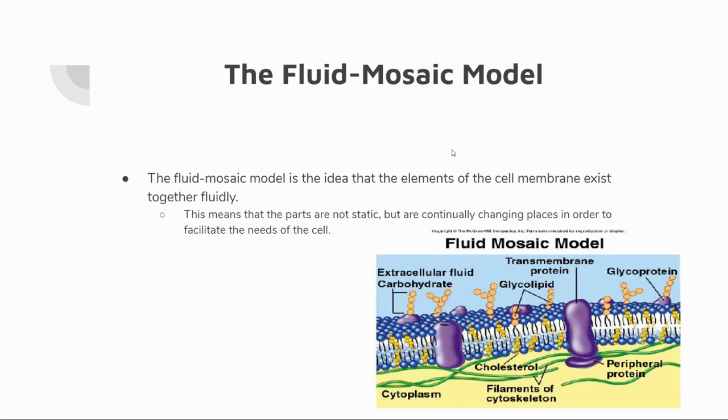So the fluid mosaic model is the idea that the elements of the cell membrane exist together fluidly, and what that means is they're constantly moving. The cell membrane is not rigid; it's not static. It's always moving. The protein channels and different types of ports are continuously moving around this phospholipid bilayer, like liquid, like water, just the things in water floating around, moving around.